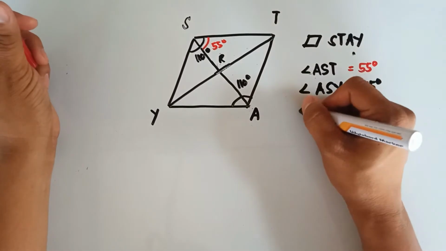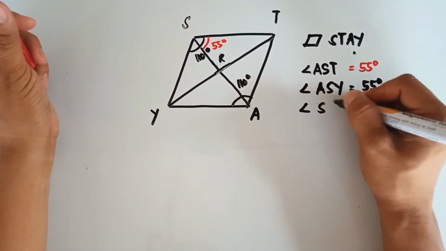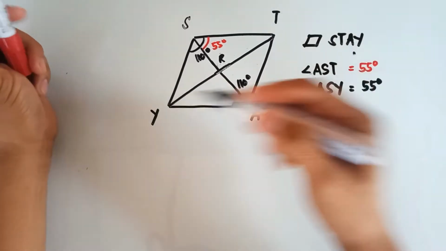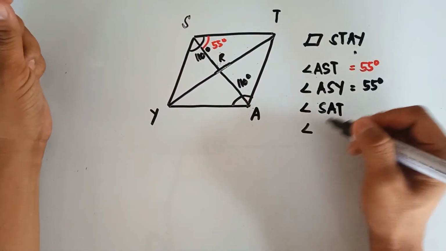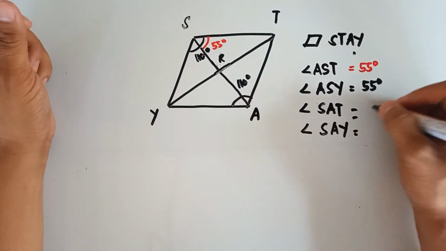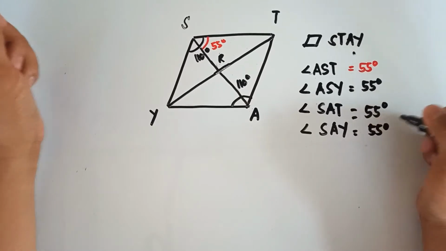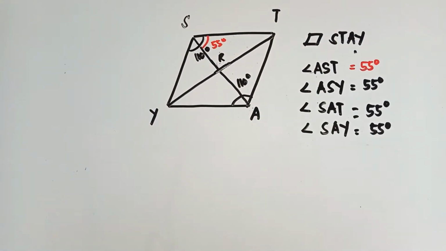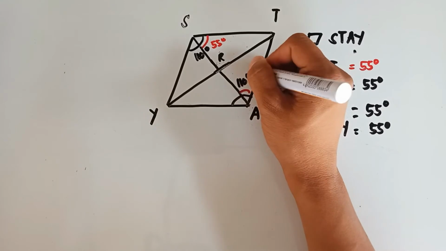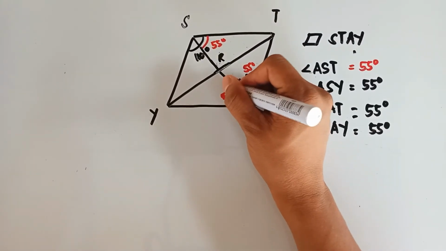So also, angle SAT and angle SAY are also 55 degrees based on the theorem, because it bisects. So this is 55 degrees and this is also 55 degrees.